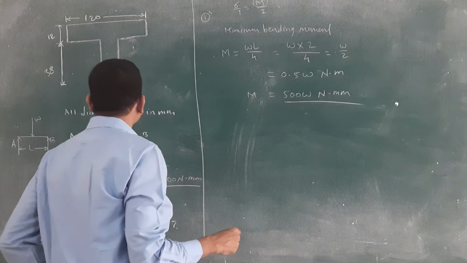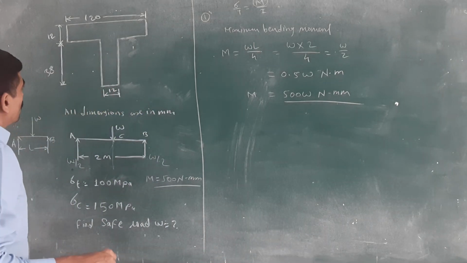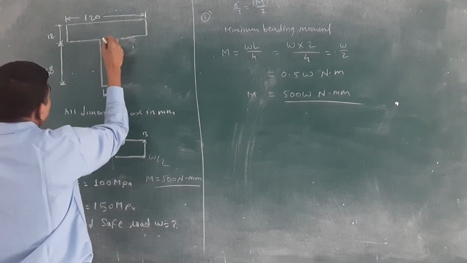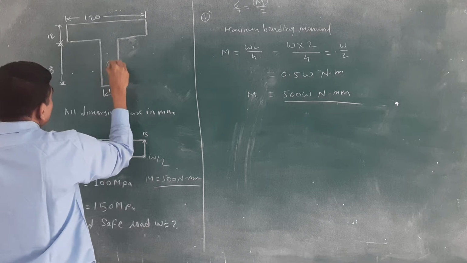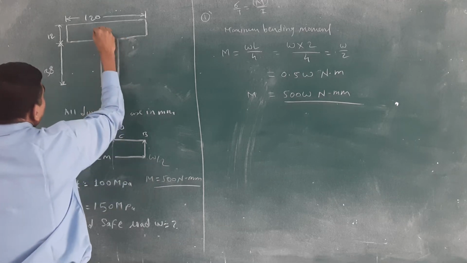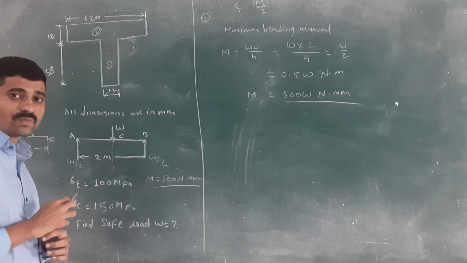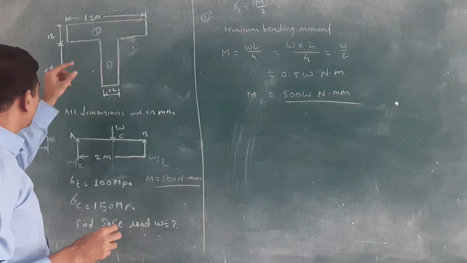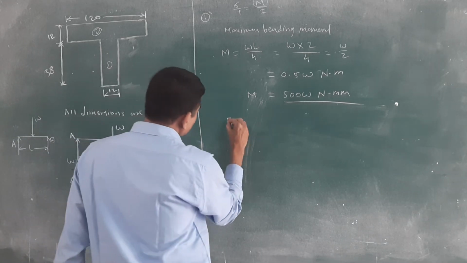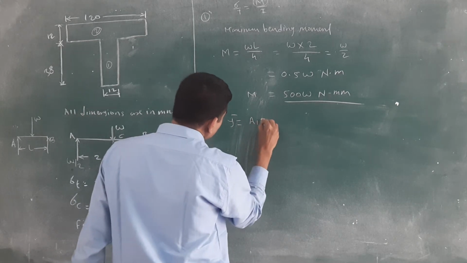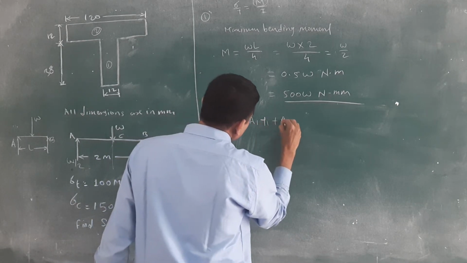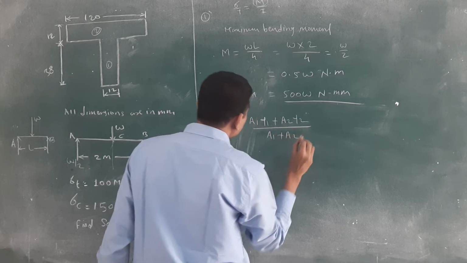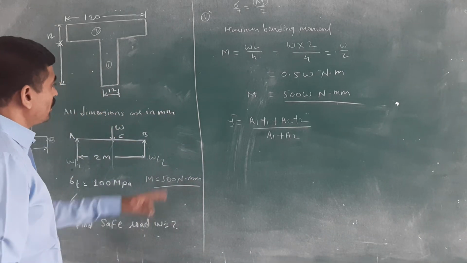Then after that we want to calculate the y bar value. Where is our neutral axis, or the centroidal point of that body? I will consider this as the first part, the web, and the second part is the flange, the top flange in the T joint. How to calculate the y bar, where is the centroid of that body? There is one formula: y bar is equal to a1 y1 plus a2 y2 divided by a1 plus a2. Use this formula and calculate the y bar value.